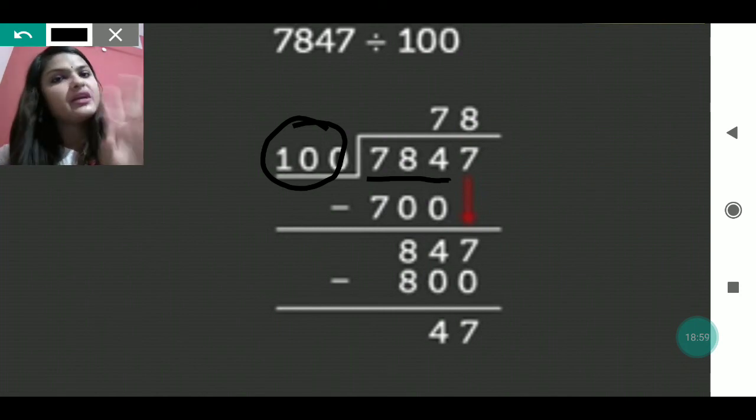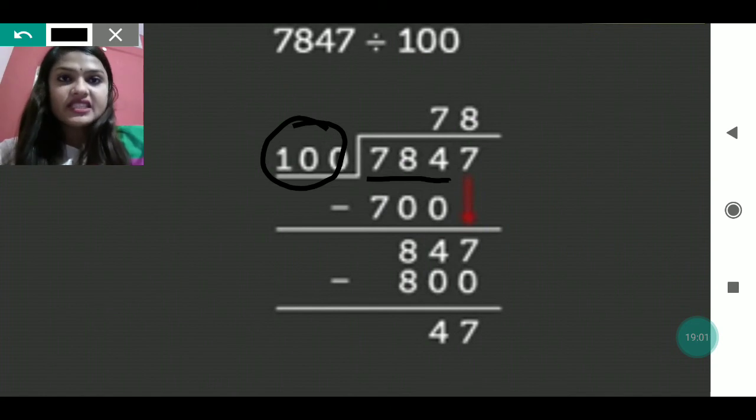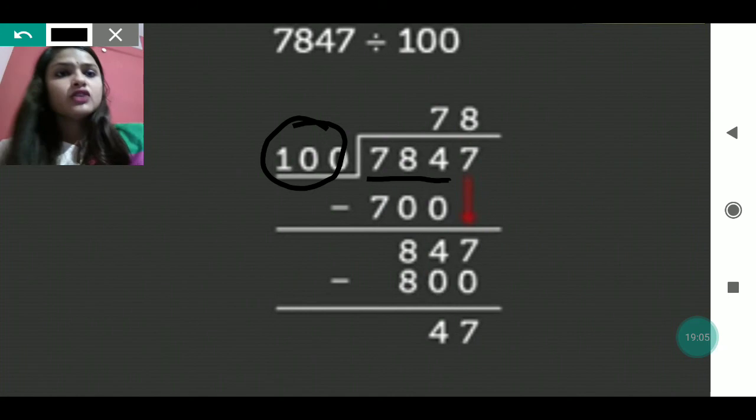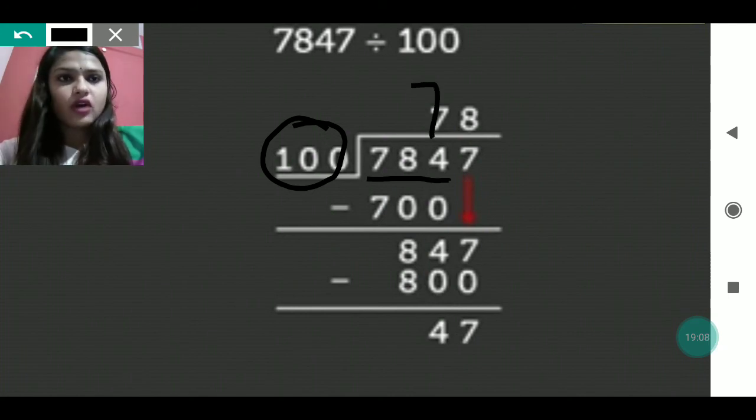Means the last 2 digits will be 0 only. So with 700 we have to divide 784. First we will write 7 in the quotient column and 700 just below 784. We will give the minus symbol, and we will start subtracting.